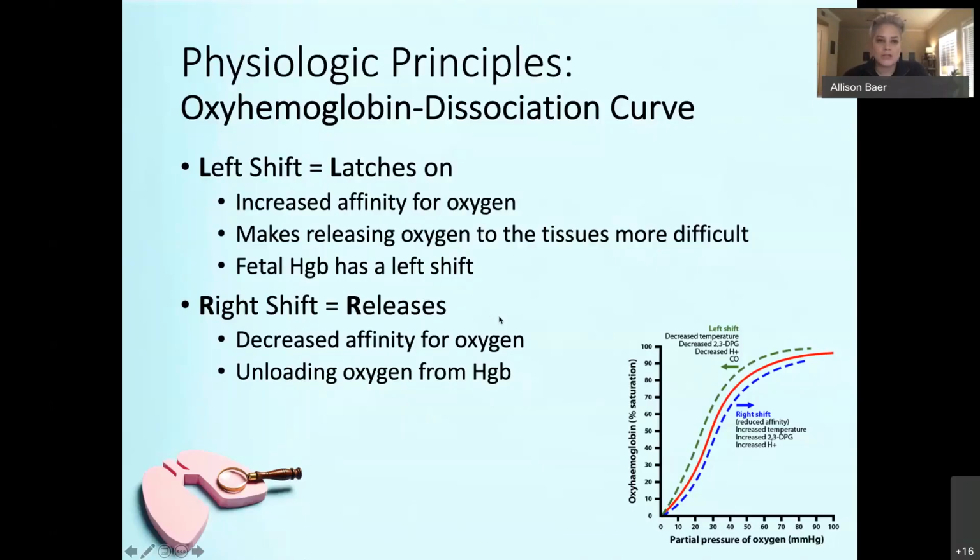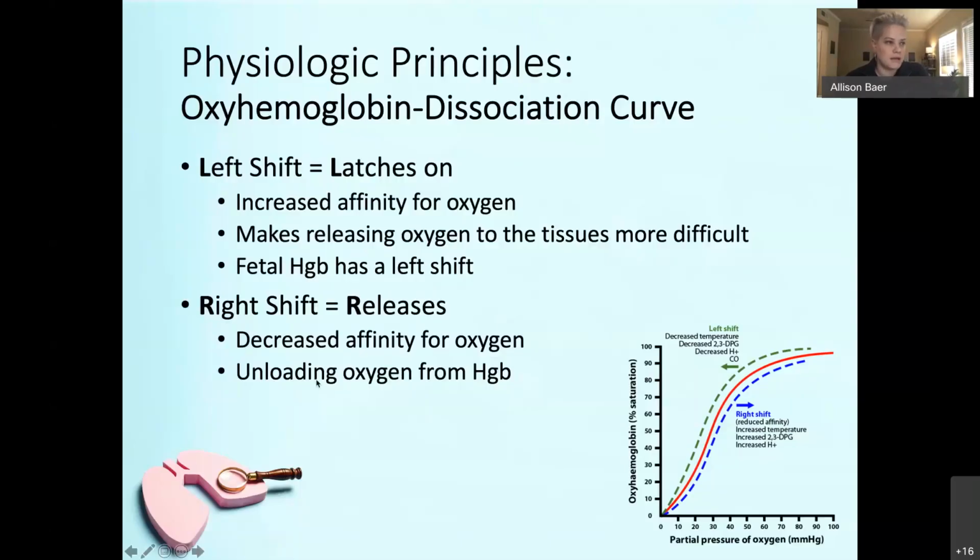A right shift wants to release oxygen. So if left is latching onto oxygen, right shift releases oxygen. So the oxygen wants to get away from the hemoglobin. It's going to make it harder to get the oxygen to latch on in the first place inside the lungs. But once it gets to the tissues, it's going to leave easier. It's going to unload easier from hemoglobin.